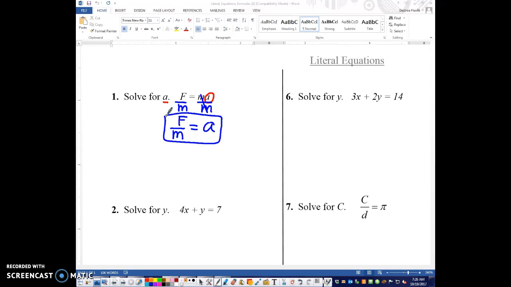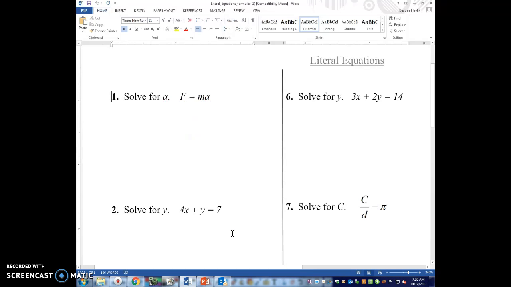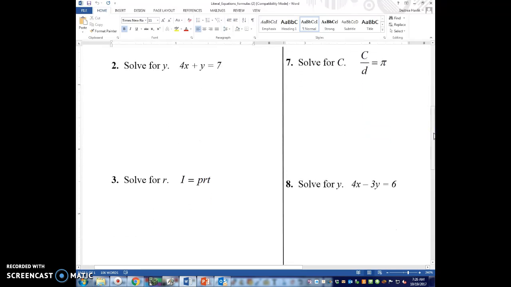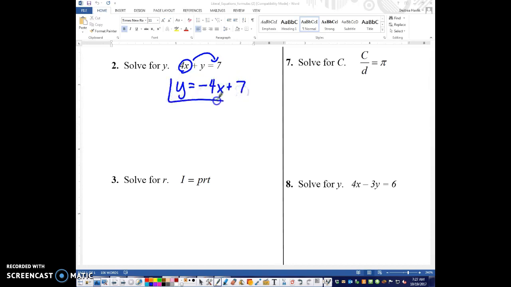Okay? So now let's look at number 2. Number 2 is one like what we already know because it says solve for y. Okay, we already know how to solve for y. We solved for y all day yesterday. What are the 2 rules to solving for y? Move the x and divide by y. So we're going to move that x. So we have y equals what? Negative 4x plus 7. Because when you move the x, it changes the sign. Right?